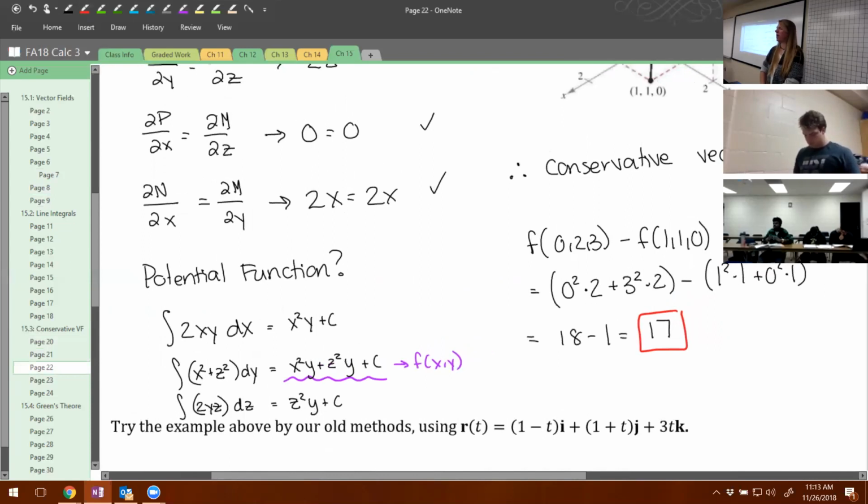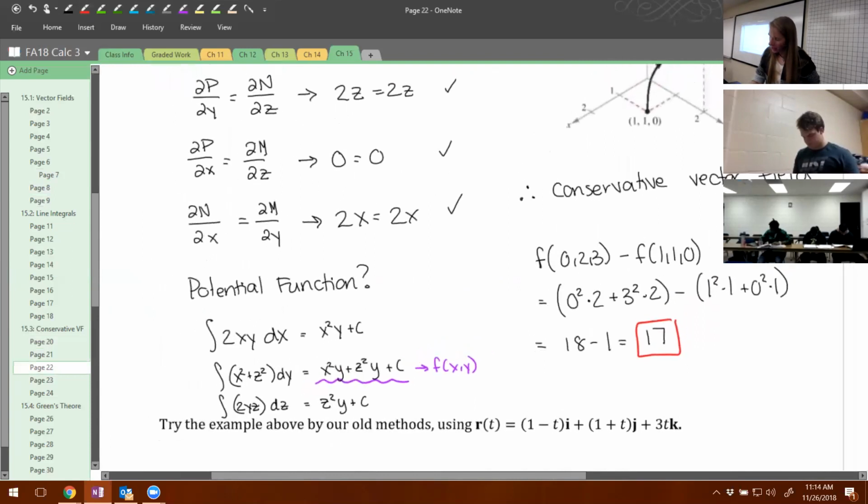Kind of felt like I rushed through that one, but do you guys have questions? Again, if it's conservative, find the potential function, which we've talked about doing before. And now what we're going to do with that is, from the potential function, take the terminal point minus the initial point, kind of like we do lots of times.